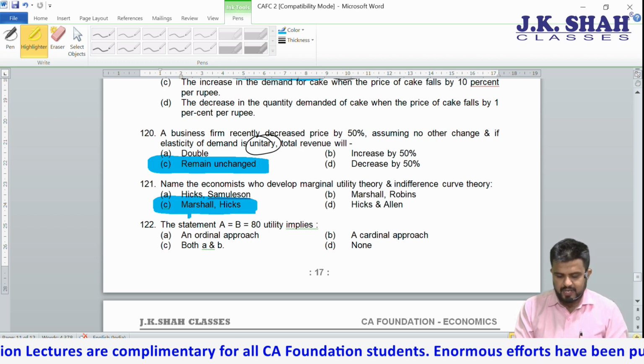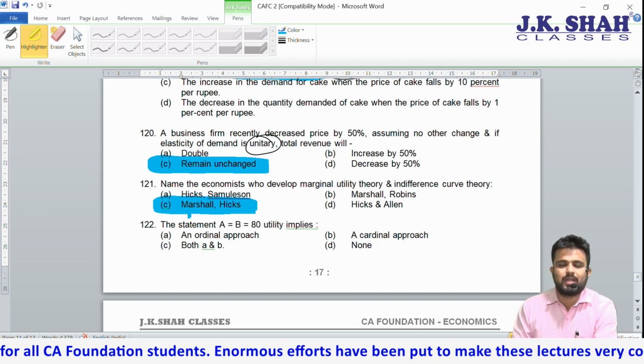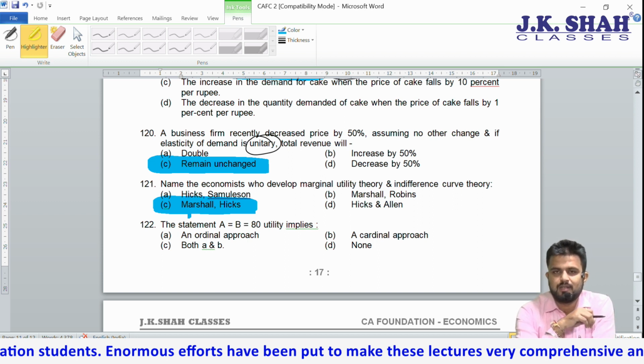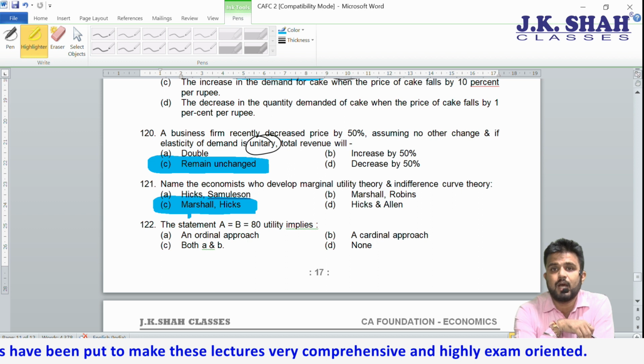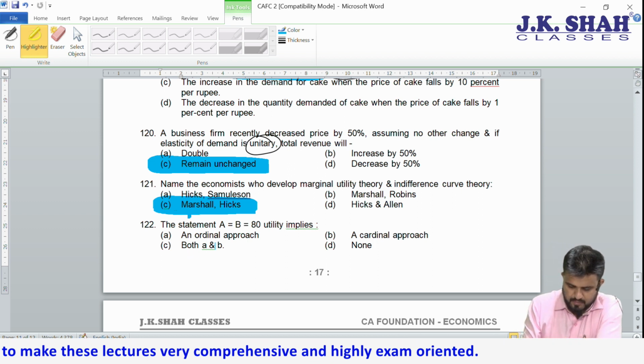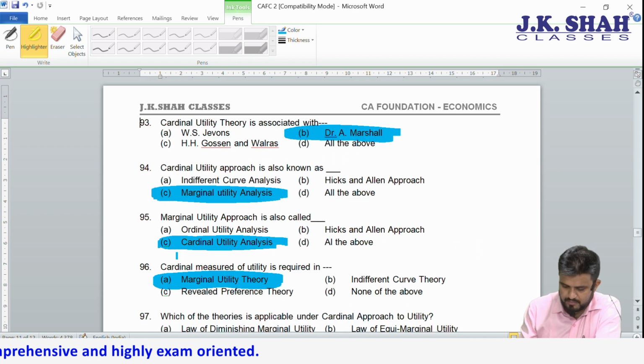122, the statement A equals to B is equals to 80. Utility implies. Now can I say here numbers have been used? So using numbers means cardinal approach. Correct answer is B.